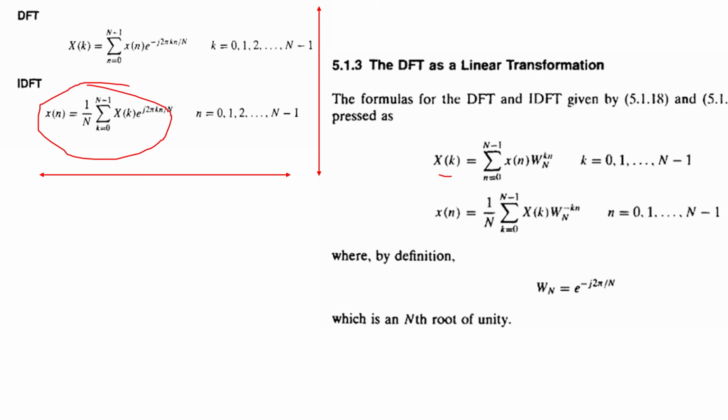Here, what is the main objective? Instead of using e to the power minus j twice pi k n divided by N, our target is to replace it by W_N to the power kn, right? So this capital N is the same as this capital N, and the k and n are the small ones, right? Both are the same only, right?